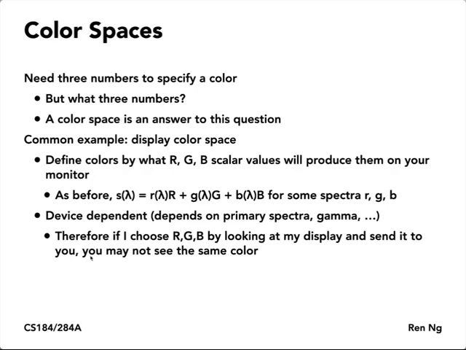So if I choose RGB by looking at my display and I get it right, and then I send the RGB values to you, and you put it on your display, you almost certainly won't see the same color as me, because you won't be solving the same color reproduction problem.